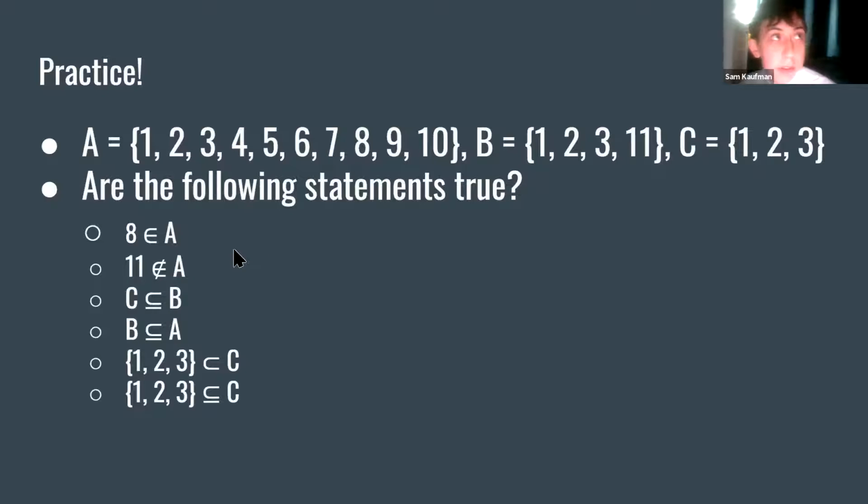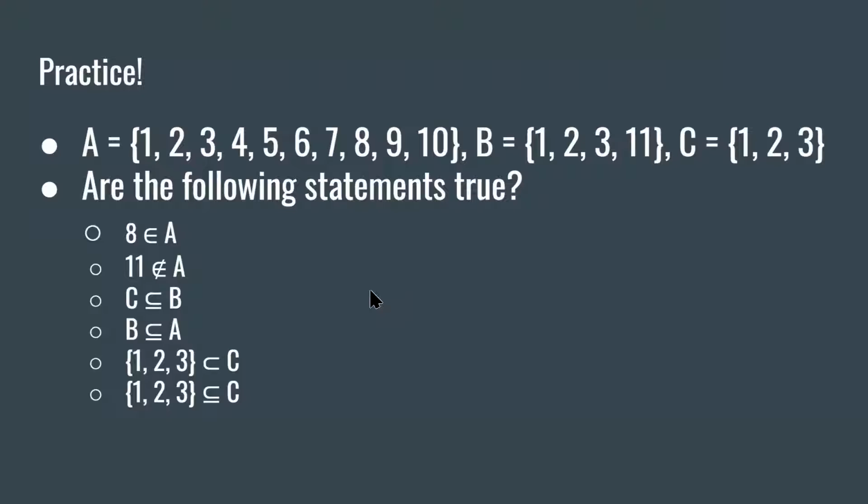How about the second one? How would we read that? 11 is not a subset of A. Or 11 is not an element of A. Yes, that's how you would read it. And is that true or false? That's true. Yep. All right, I want to get someone else to tell me how to read the next one. C is a subset of B.